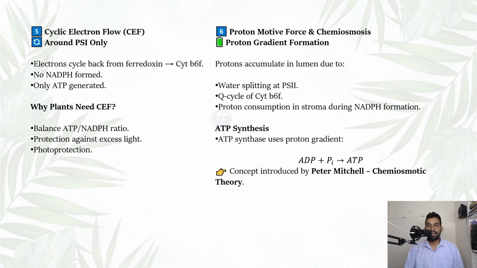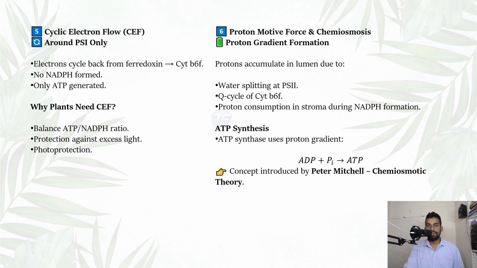PS2 does not have a cyclic form, but PS1 has a cyclic form. The electrons come back and form a cyclic path. Electrons come back from ferredoxin to cytochrome b6f. So here NADPH won't form and only ATP gets generated.